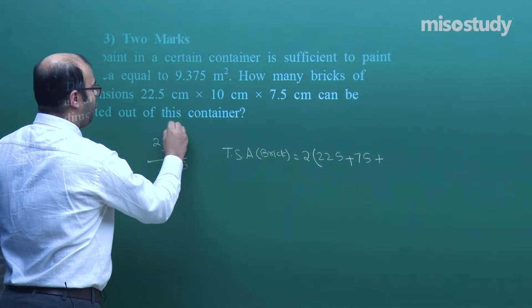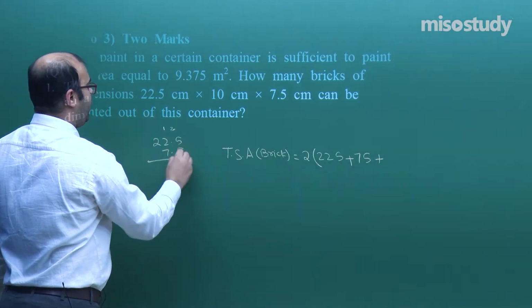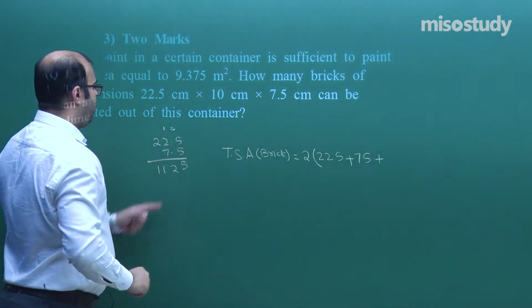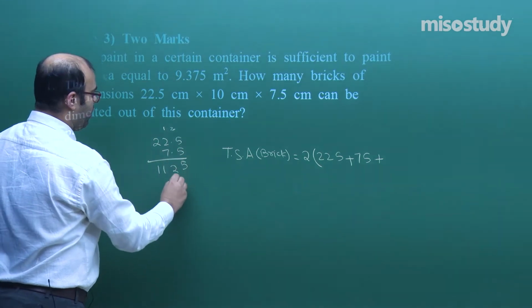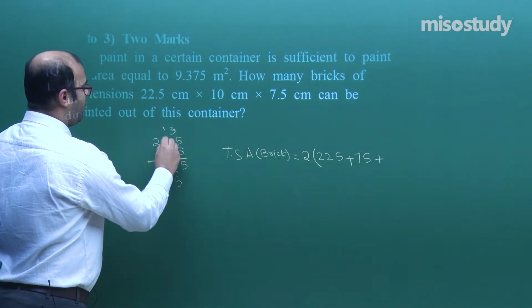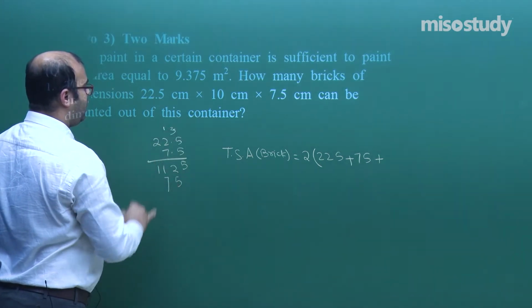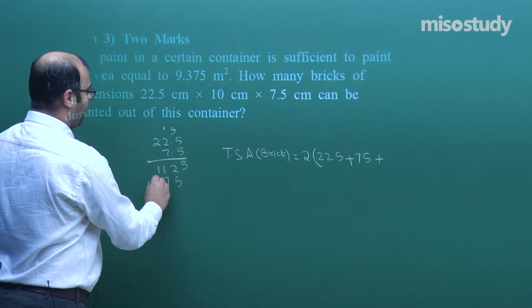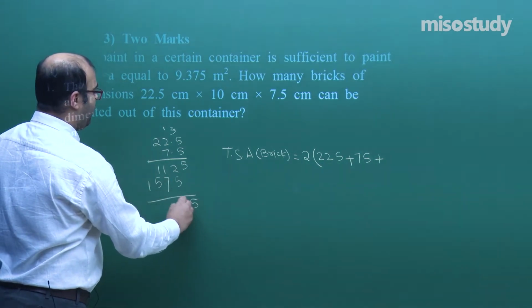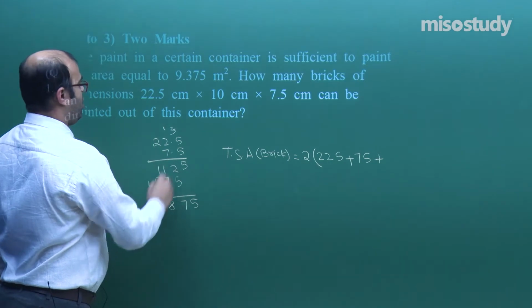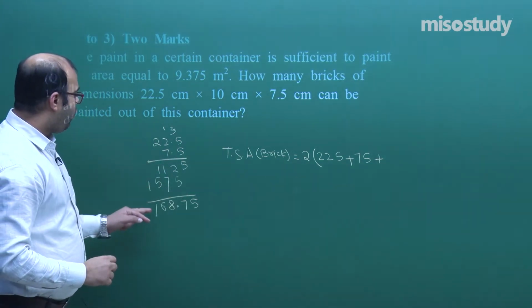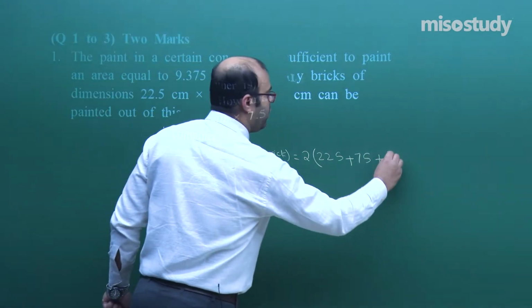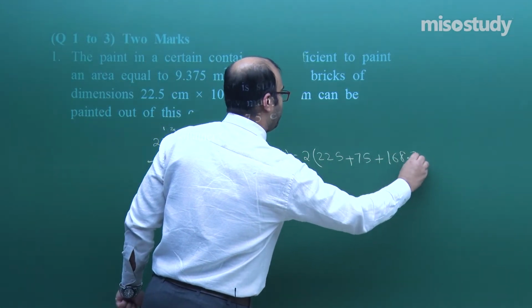5 fives are 25, 2 carry 2; 5 twos are 10, 12 plus 1 is 11... 7 fives are 35, 3 carry; 7 twos are 14, 3 is 17... So, the digits are 5, 7, 8, 6, 1, with 2 decimal places here. Okay, students. Now, 168.75, let us write it here.